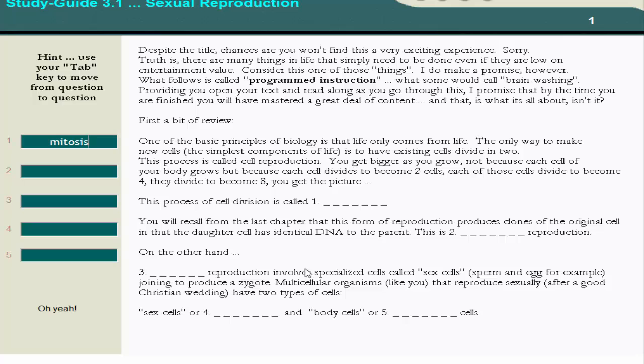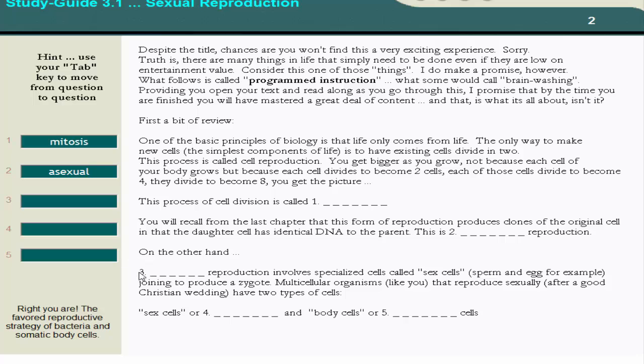Yes, we are correct. Well done. You will recall from the last chapter that this form of reproduction produces clones of the original cell, in that the daughter cell has identical DNA to the parent. This is called asexual reproduction. Right you are. The favored reproductive strategy of bacteria and somatic cells.